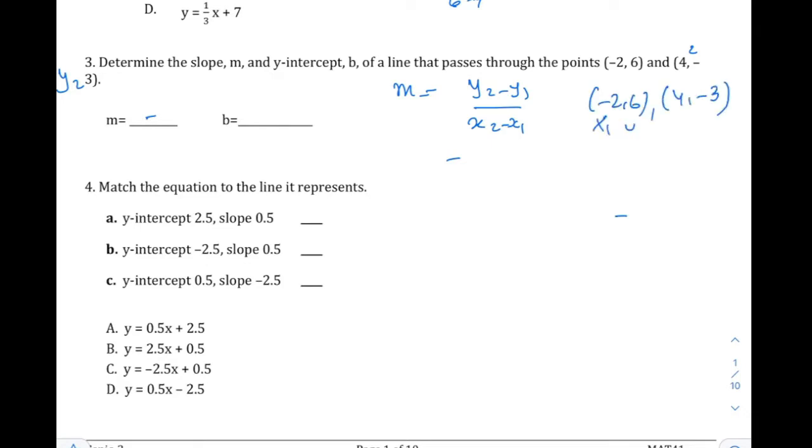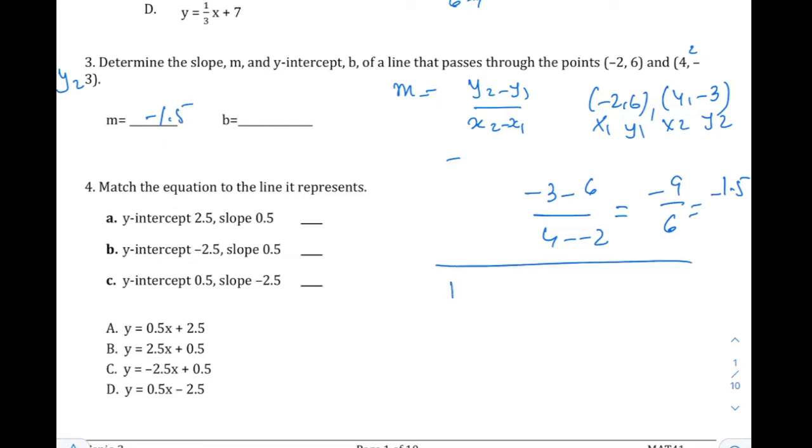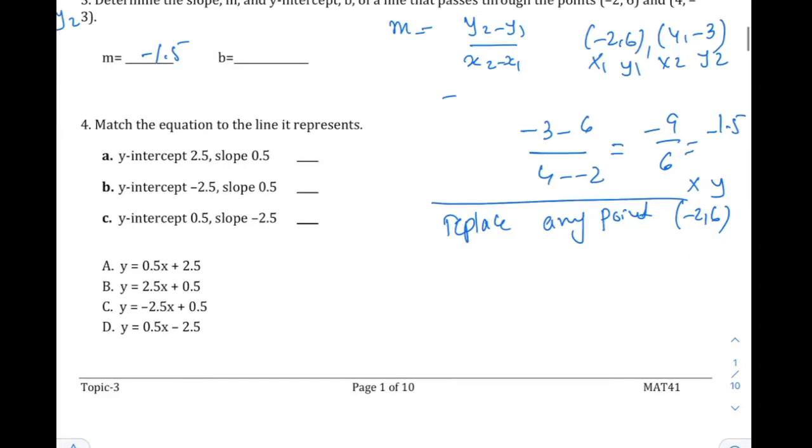We missed this one. x1, y1, x2, y2: minus 3 minus 6 over 4 minus minus 2, which is minus 9 over 6. It's negative 1.5. So this is the slope. Perfect. And to find the b, we will use any point. Let's take point negative 2, 6. So this is my x and this is my y. And when you use y equals mx plus b, this is y, and the slope we have found already, negative 1.5.